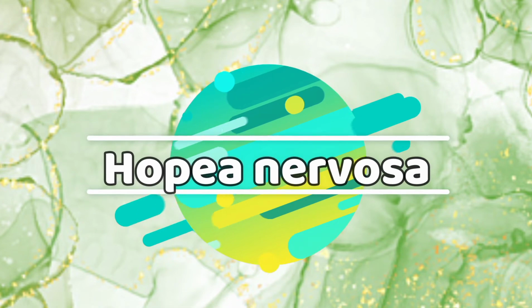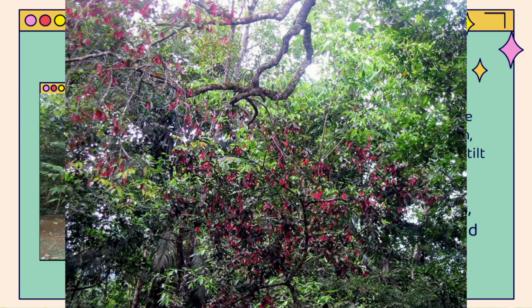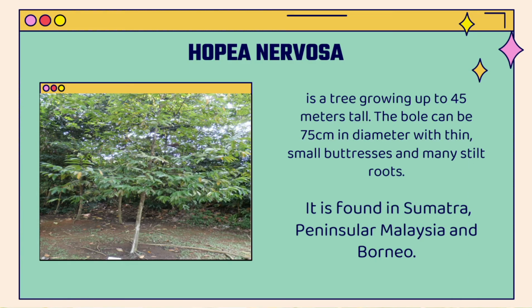Number 4. Hopea nervosa. Hopea nervosa is a tree growing up to 45 meters tall. The bole can be 75 centimeters in diameter with thin, small buttresses and many stilt roots. It is found in Sumatra, Peninsular Malaysia, and Borneo.